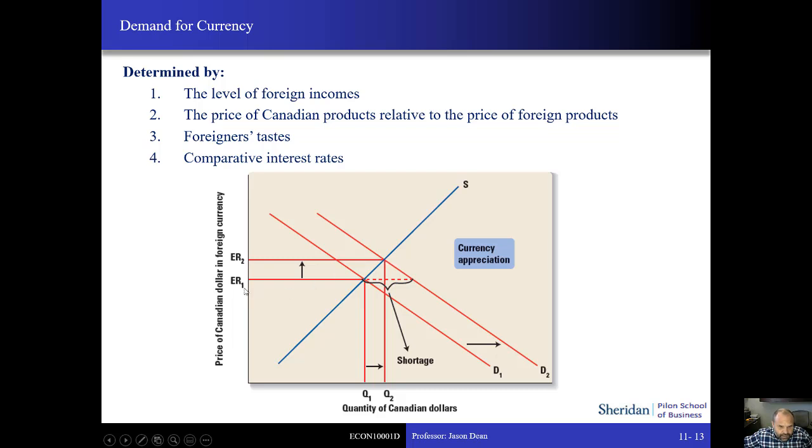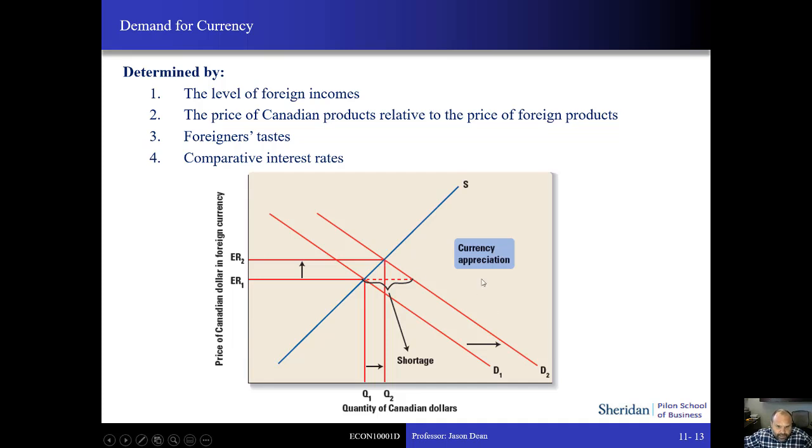At the old exchange rate, we would have a shortage, because at the old exchange rate, the supply would be at Q1, but the quantity demanded would be over here at something above Q2. So this would represent a shortage, and when we have a shortage, there's a tendency for the price of whatever we're looking at in a market, here the exchange rate, to increase, and we would get to the new equilibrium.